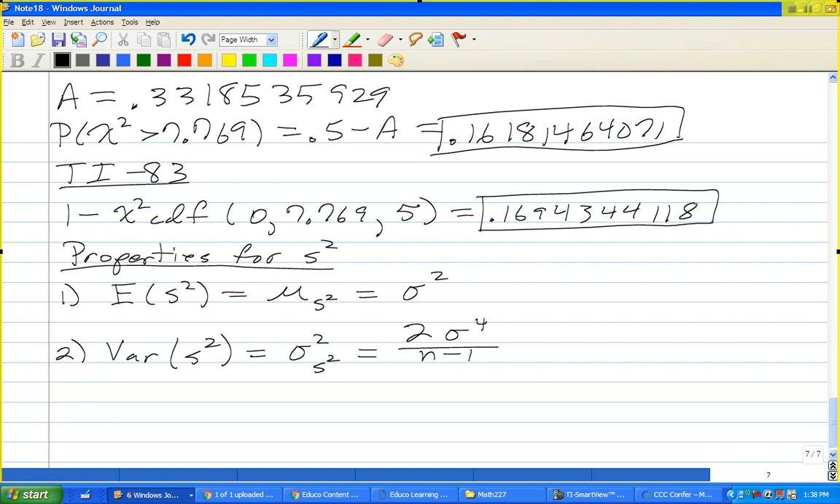Okay. So that says that the standard deviation of the sample variance, the standard error of the sample variances, the standard deviation of the sampling distribution of all possible sample variances, is just going to be the population variance times radical 2 over the degrees of freedom. Okay.